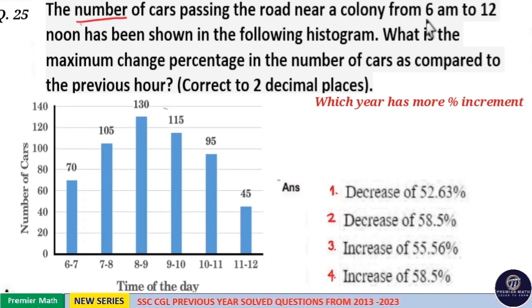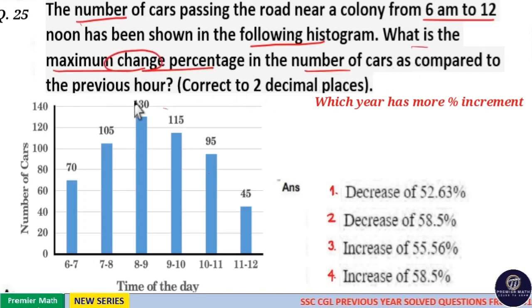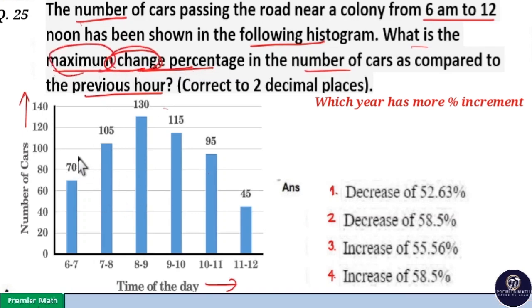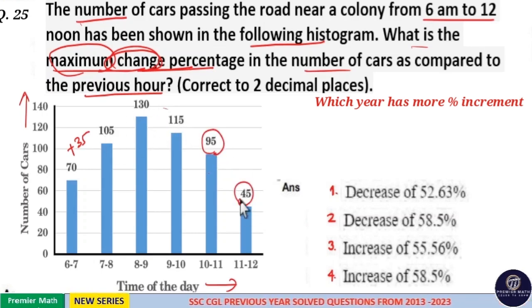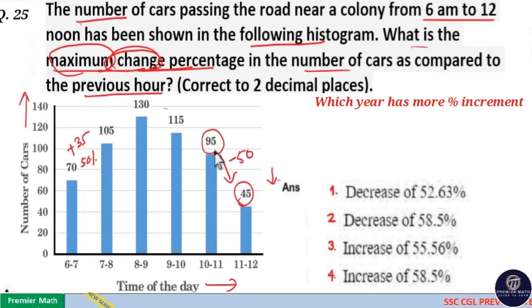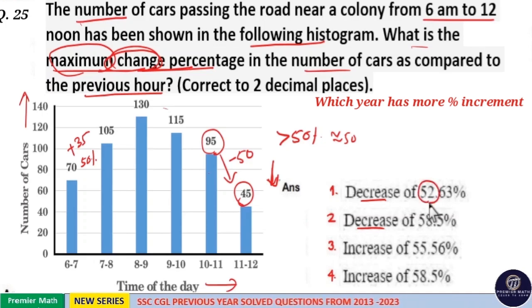The number of cars passing the road near a colony from 6 am to 12 noon has been shown in the following histogram. What is the maximum change percentage in the number of cars as compared to previous hour? Here x-axis shows time of the day and y-axis shows number of cars. If you want to take the maximum change in percentage, you have to find the maximum difference between these bars. Here 70 and 105 difference is 35 and this is increment. Here difference is less than 35, here also less than 35, here also less than 35. But here 95 to 45 difference is 50. So this is decrement. Now 35 into 2 is 70. That is, this is 50%. But here 50 into 2 is 100, which means this is greater than 50%. So this decrement is your answer, but it should be nearer to 50 and greater than 50, which is option 1 as your answer.